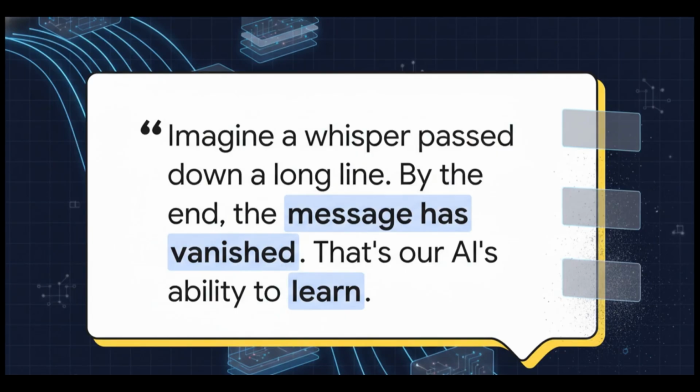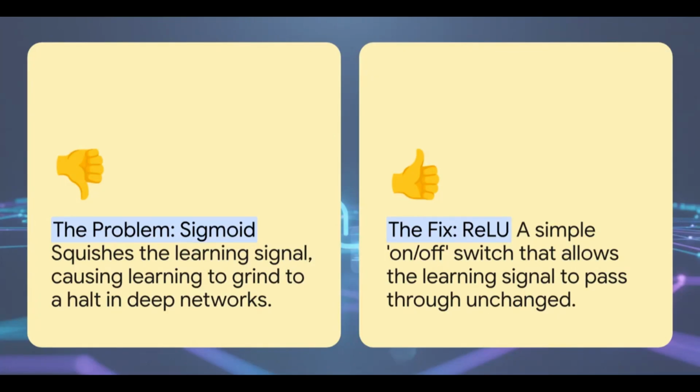And that means the most important early layers, the ones that are supposed to be learning the really basic stuff like lines and curves, they get no instructions at all. And so they just stop learning. And here we have it, the perpetrator and the hero, side by side. The problem is this thing called a sigmoid activation function. It squishes its output, and when you multiply these tiny little numbers over and over again in a deep network, the learning signal just dies.